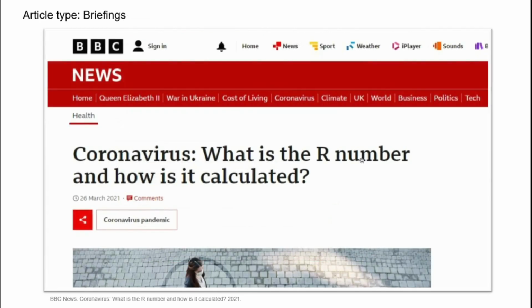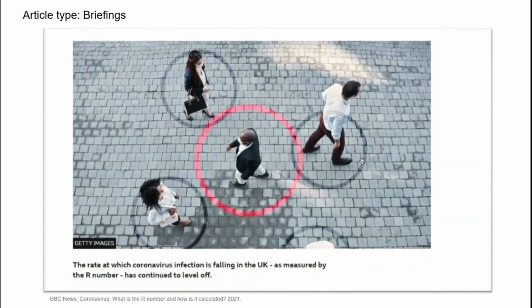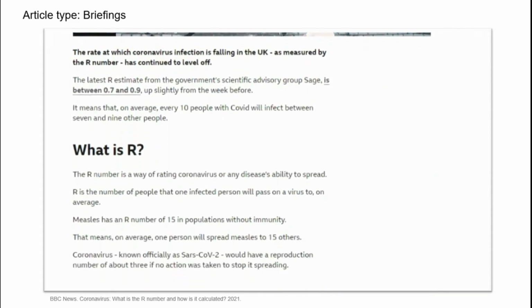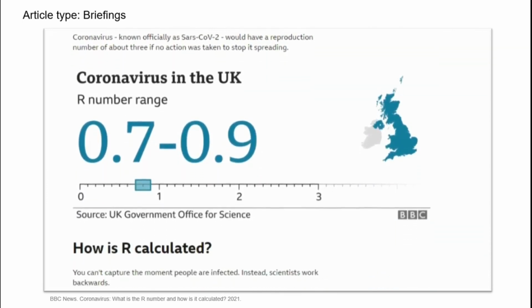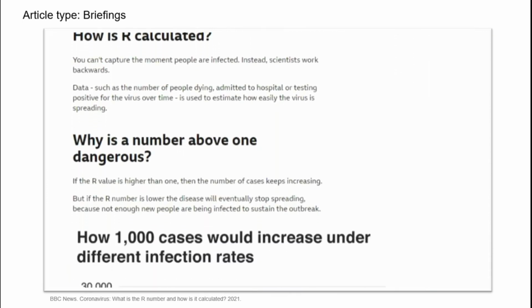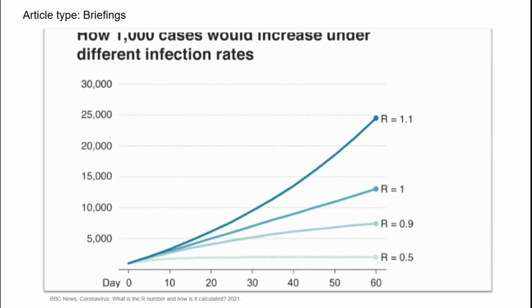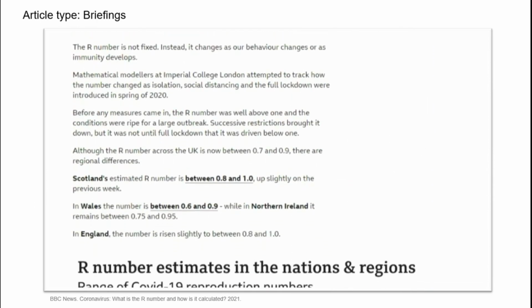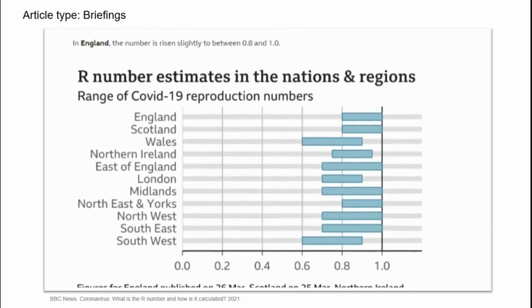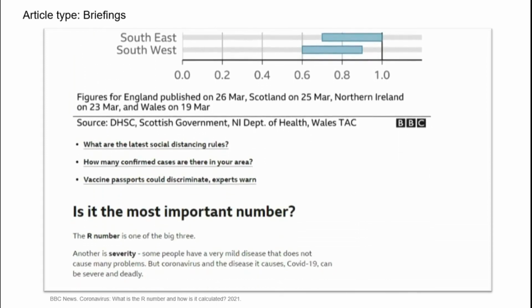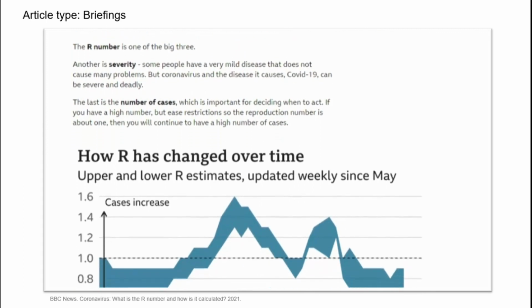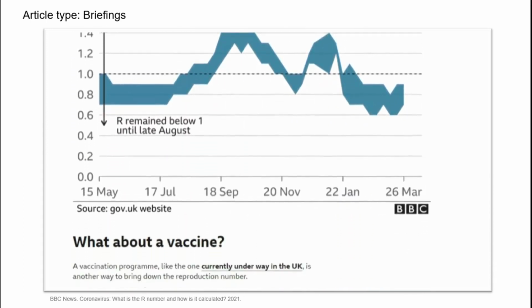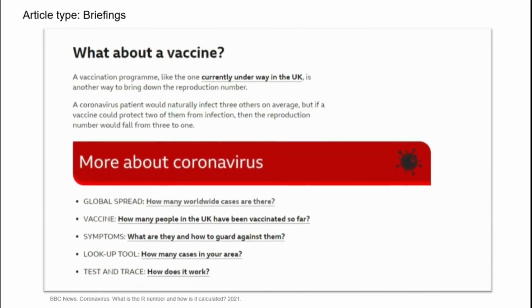The second one is briefings. Briefing articles use data from open sources or previous publications, offering summarized and key data highlights without deep analysis. Unlike quick updates, they have more informative text and use visualizations as supplements. An example is the BBC News article on the R number, which explains its concept and regional variations in the UK, giving a high-level overview without detailed interpretation.